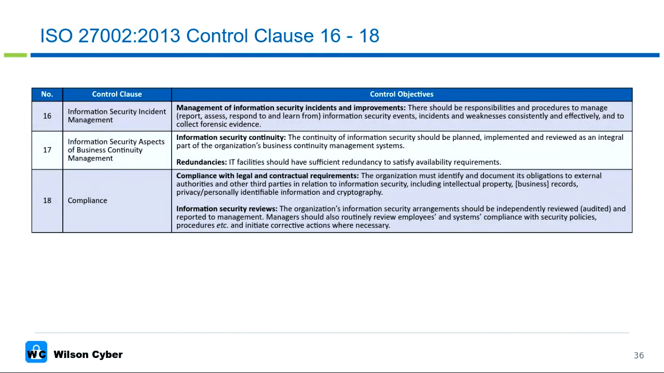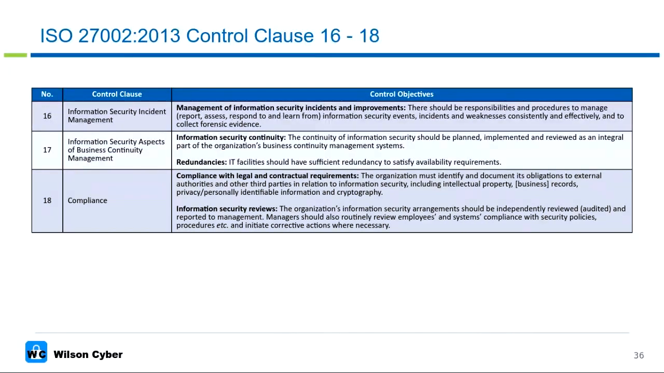And finally, Control Clause 18 is compliance. We have 2 control objectives: compliance with legal and contractual requirements. The organization must identify and document its obligation to external authorities and other third parties in relation to information security, including intellectual property, business records, privacy, personally identifiable information, and cryptography.